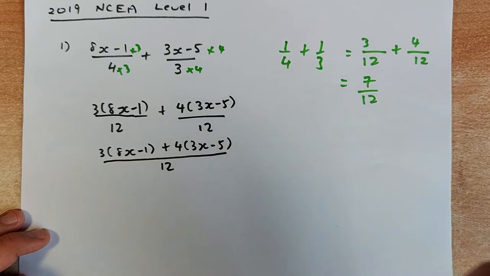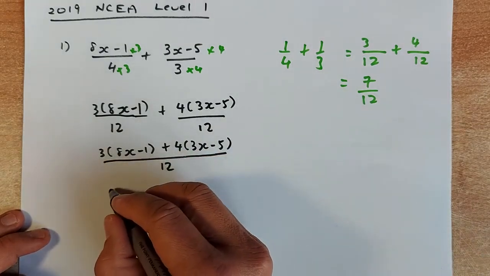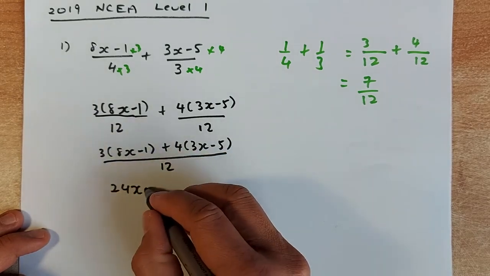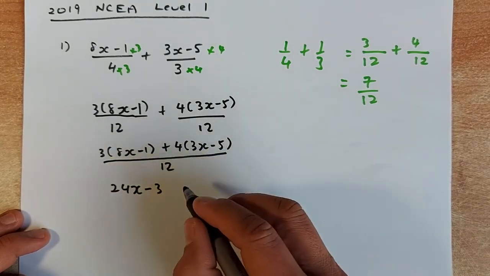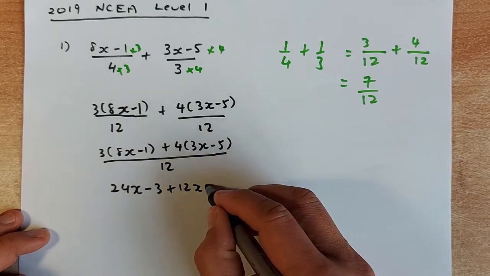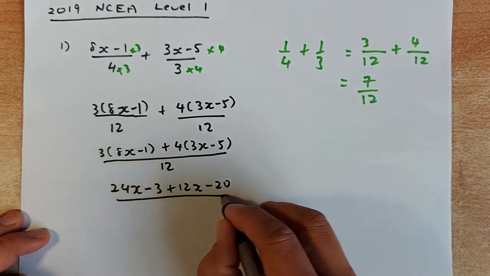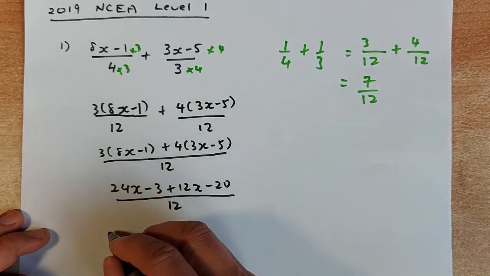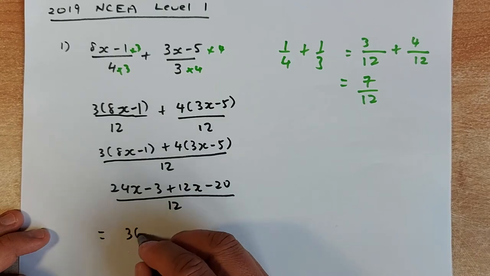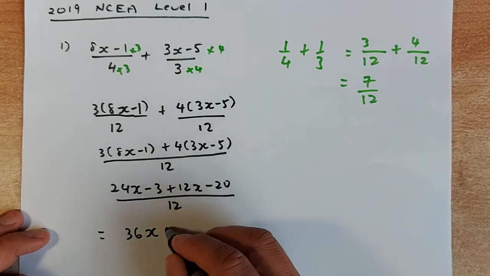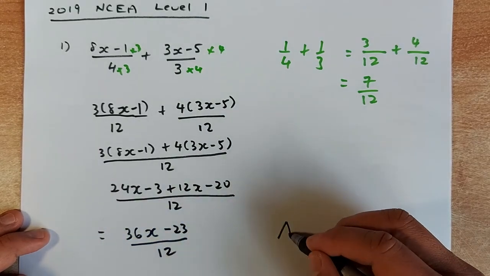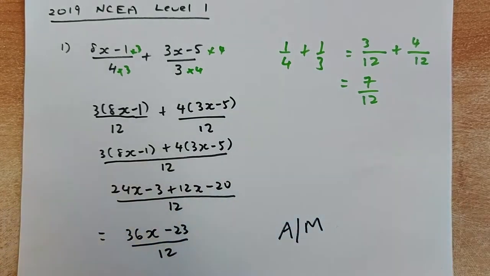Then the next thing you do is expanding. So 3 times 8x is 24x. 3 times minus 1 is minus 3. 4 times 3x is going to be 12x. And then 4 times minus 5 is minus 20. You divide by 12. And the last step you're going to do, you collect like terms: 24x plus 12x is 36x. Minus 3 minus 20 is minus 23, over 12. And I think that will be an Achieved or a Merit in NCEA Level 1.